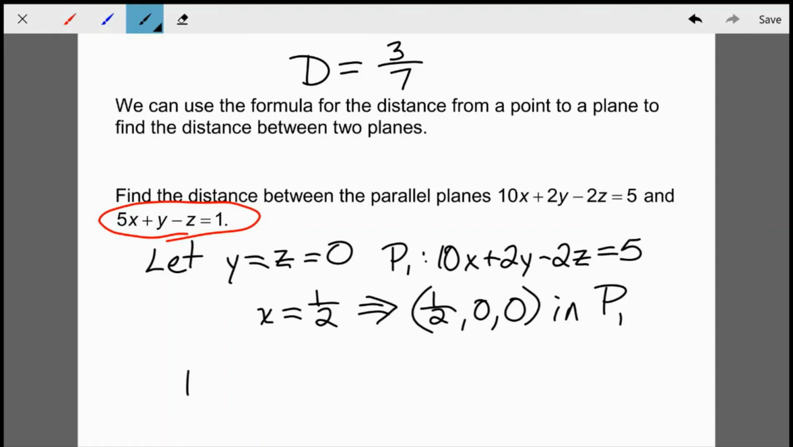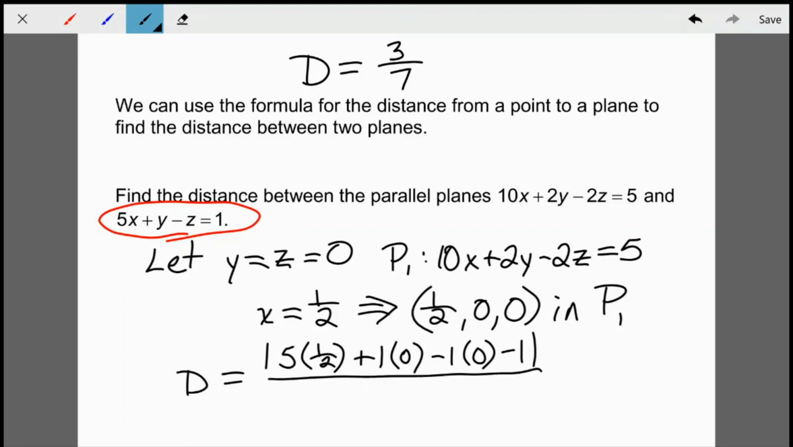So now my distance is just going to be the A value times 1/2 plus my B value times 0 plus, or actually minus my C value, or plus my C value, which is -1 times 0. And then the D value in this case would be -1 because I've got to move that 1 over to the other side. And that would be over the square root of 5 squared plus 1 squared plus 1 squared. I don't usually write the negatives when I'm going to square it anyway, but you could put -1 squared if you want. And in the end, when you simplify this down, this is root 3 over 6.